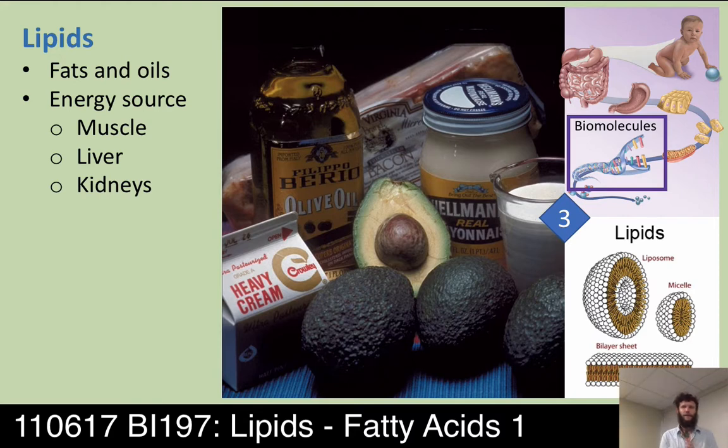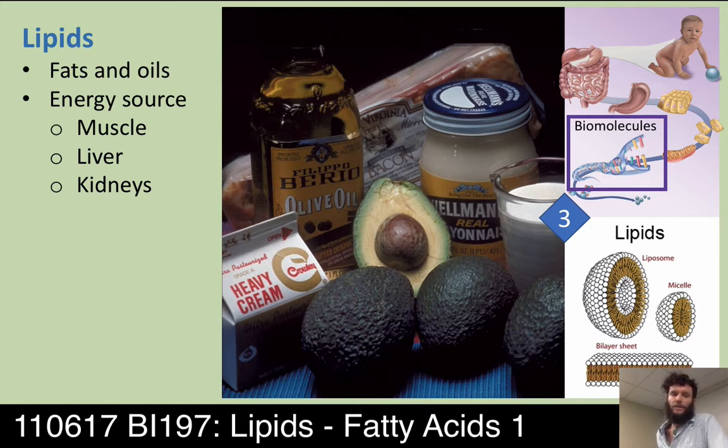All right, the skinny on fats. The correct word to describe the broad category of macromolecules that we're about to wade into is lipids. These are fats and oils. Fats are lipids that, in general, are solid at room temperature, and oils are liquid at room temperature. It's purely a physical description.